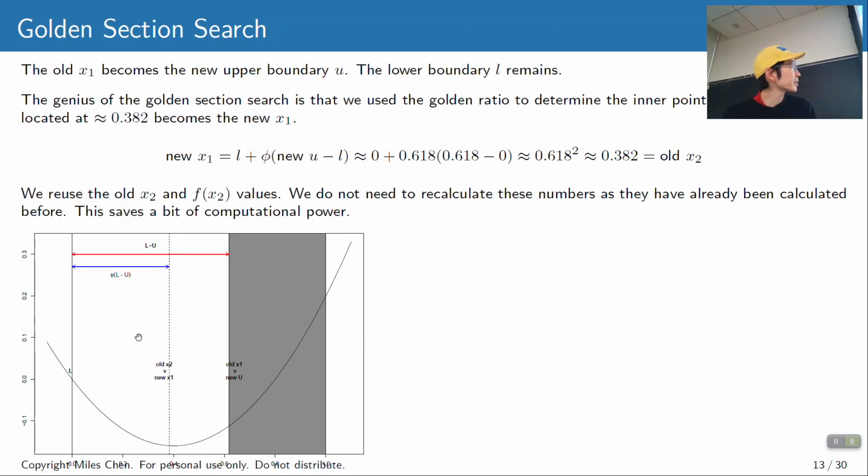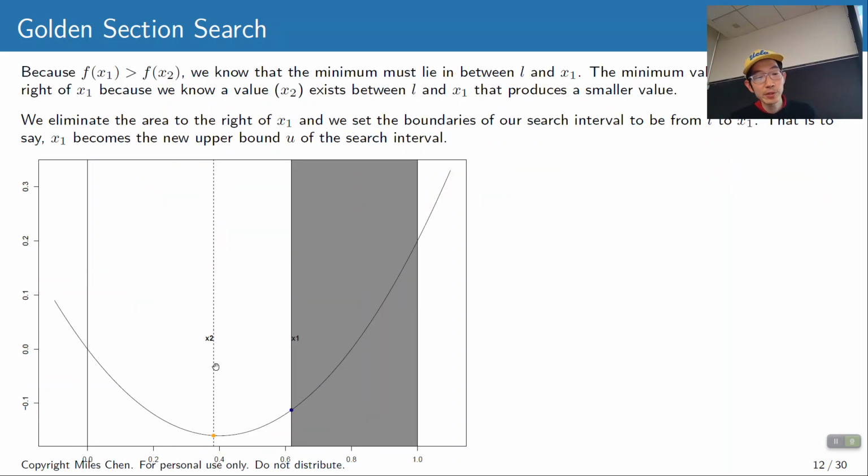And so this is where the genius of the golden section search comes in, okay? If this is my new lower and upper bound, and I want to go phi, 0.618, of the way from the lower to the upper bound, where does that take me? That takes me to 0.382. Remember, 0.618 squared is 0.382. And so if I go 0.618 of the way over to here, that's going to take me right here.